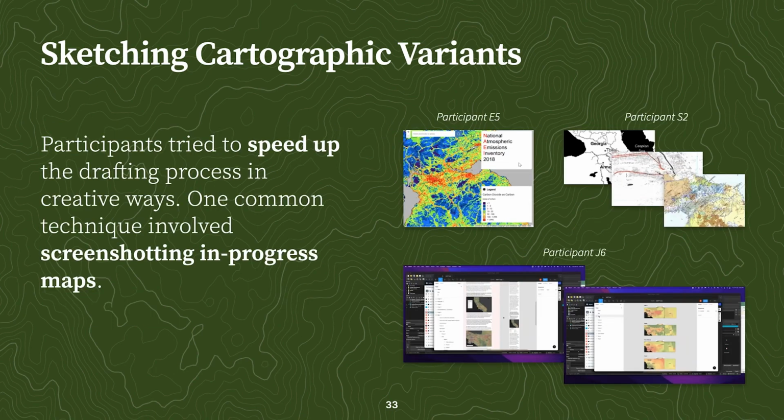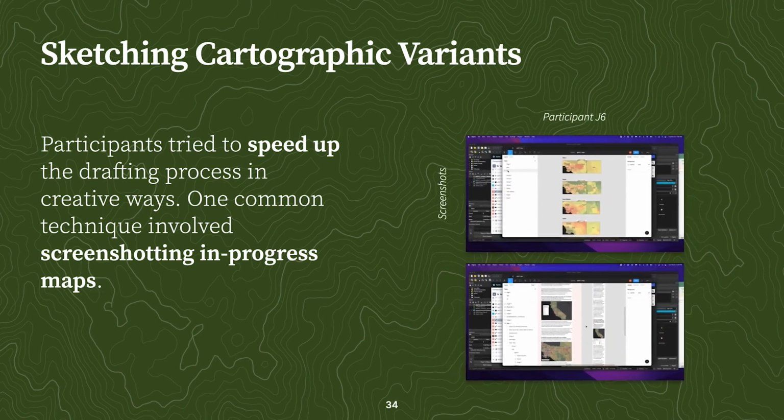Participants tried to speed up the drafting process in creative ways. One common technique involves screenshotting in-progress maps. For example, participant J6 took screenshots of maps in QGIS and Mapbox Studio during design to capture intermediate variants. They then designed web page layouts around these screenshots in Figma and provided the mockups to editors for feedback.